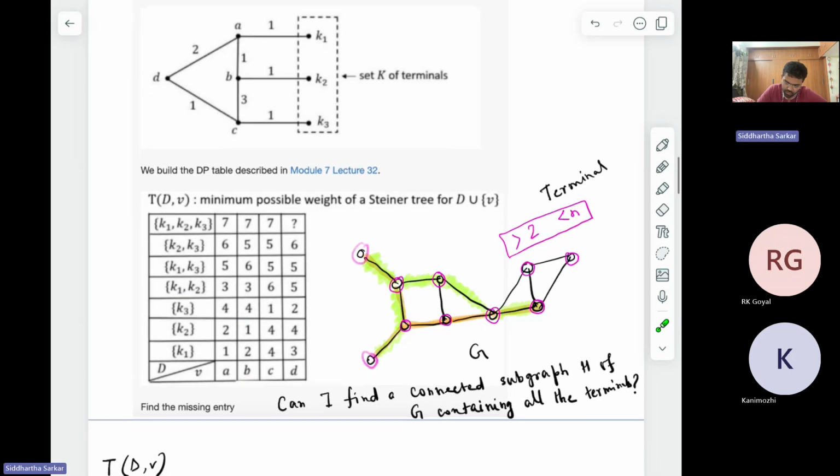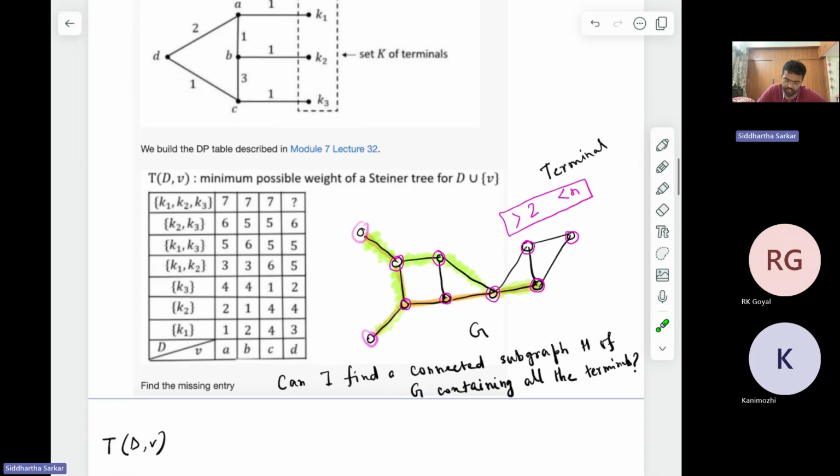But we also have to understand how to write the recurrence. I'll write the recurrence. It is not immediately clear how one should write a recurrence in terms of smaller subproblems.